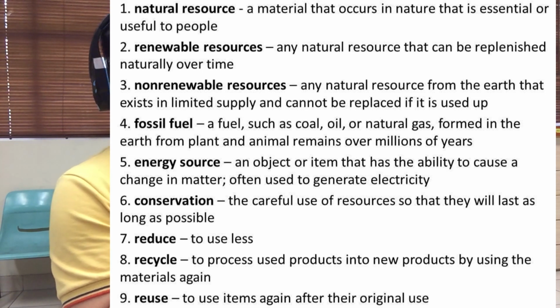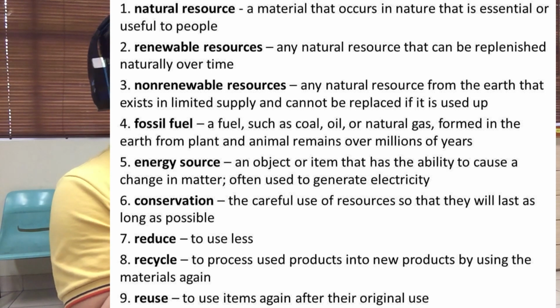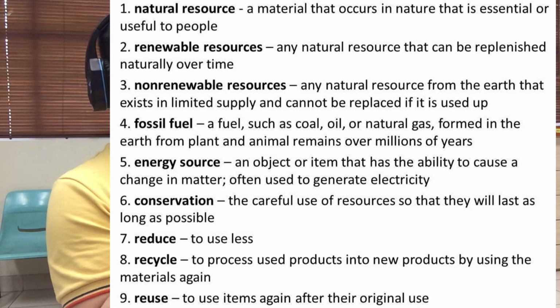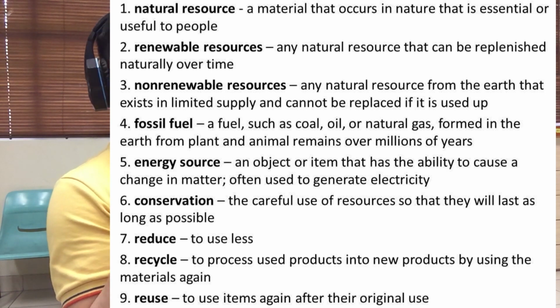Number four, fossil fuel. It's a fuel such as coal, oil, or natural gas formed in the earth from plants and animal remains over millions of years. All right? Number five, energy source. An object or item that has the ability to cause a change in matter, often used to generate electricity. All right, that's so cool. And number six, conservation. This means careful use of resources so that they will last as long as possible. And number seven, reduce means to use less. Number eight, recycle, to process used products into new products by using the materials again. All right. And lastly, reuse, to use items again after the original use.